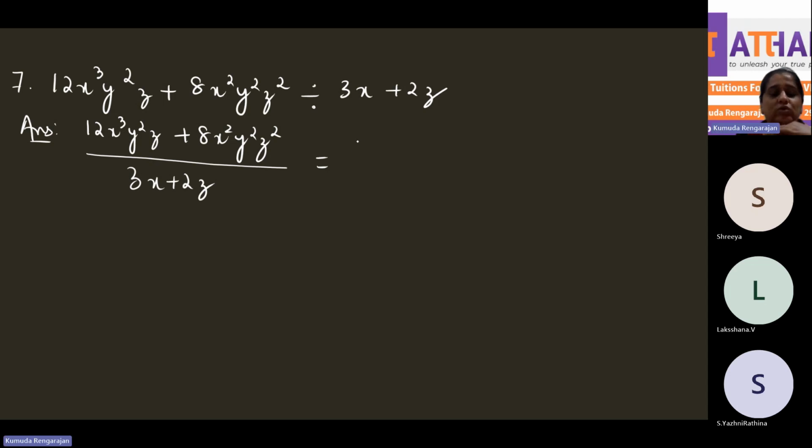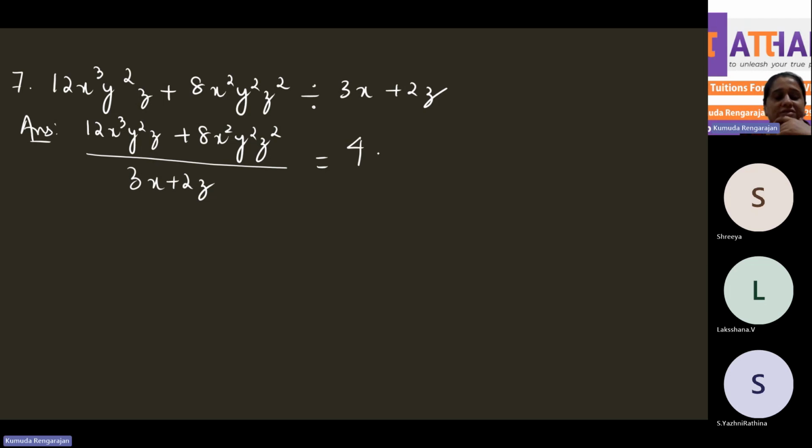So in the numerator, we have two terms. So how do you factorize it? By taking out the common factor. What's the common factor? What's the HCF of 12 and 8? What is the HCF of 12 and 8?